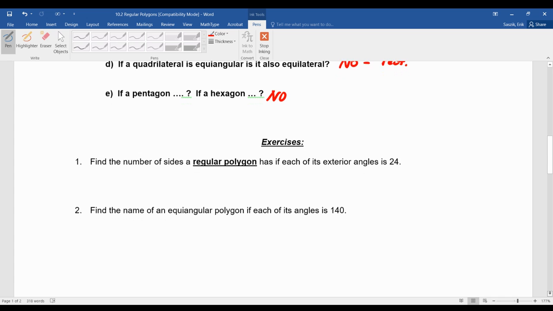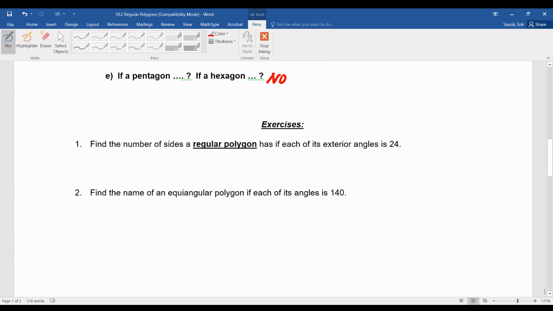Okay. So speaking of equiangular, and remember, equiangular and equilateral, that means regular. Regular means both equilateral and equiangular. Okay. So here we've got a regular polygon. Find the number of sides. We'll get to that in a second here.